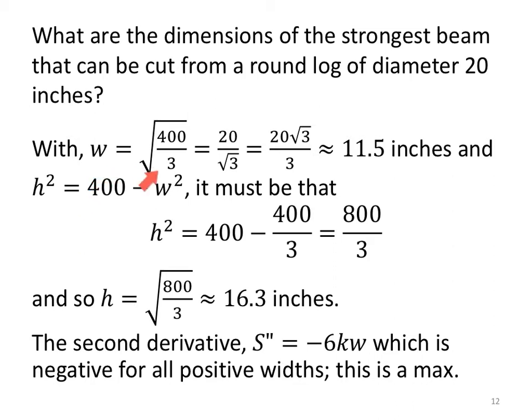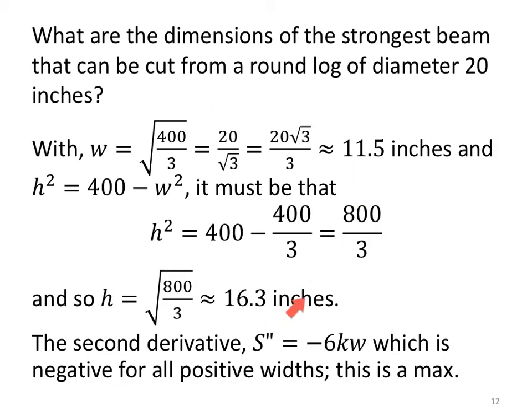Now, my width is about 11.5 inches. My height squared, remember from our Pythagorean relation, is 400 minus W squared, but I know that W squared is 400 thirds. So H squared equals 400 minus 400 thirds. That's 1200 thirds minus 400 thirds, which is 800 thirds. And when I take the square root in order to isolate H, I'll get about 16.3 inches.